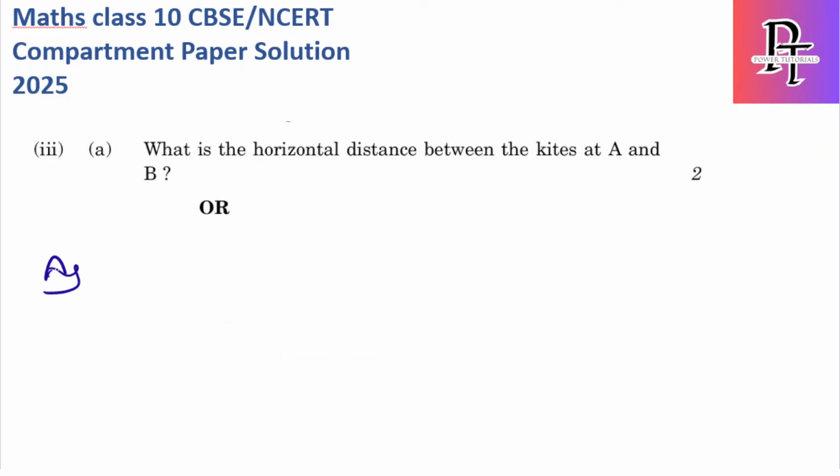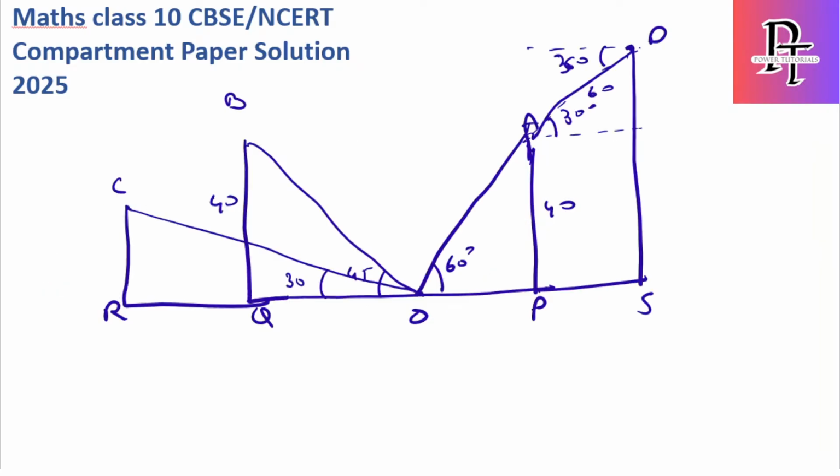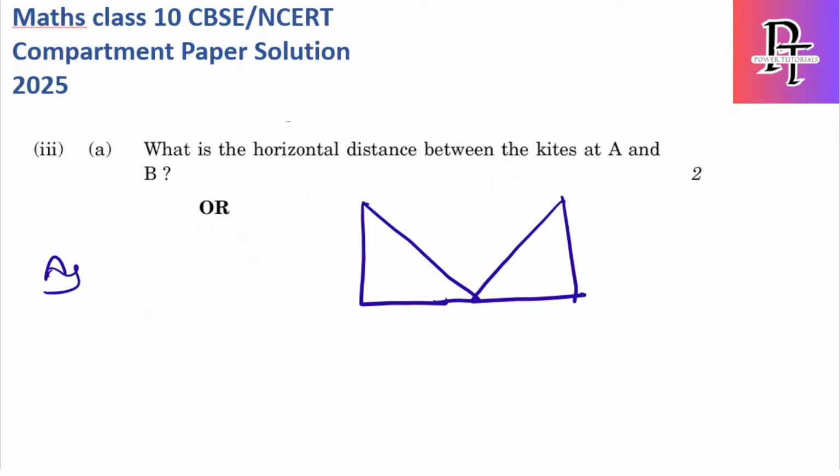Now let's see the third one. What is the horizontal distance between the kite A and B? Okay, so for this I need to draw two triangles. This is B and this is A. B, Q, O, P, A. This is 40, this is 40, this is 45, and this is 60.